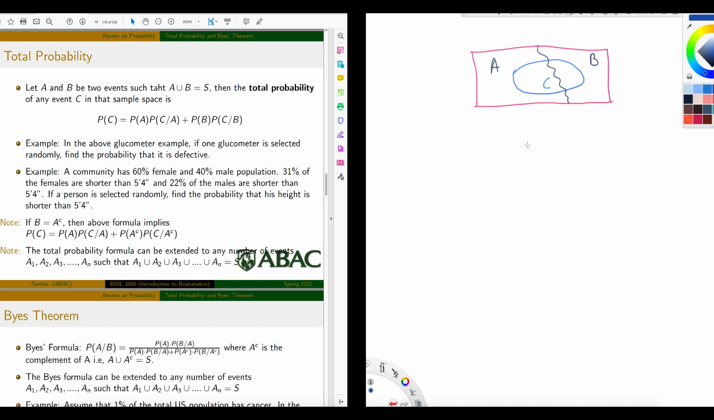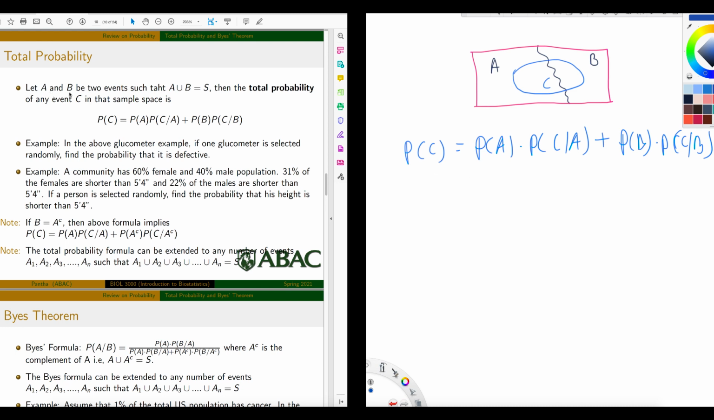Now, if you want to find out the probability of C, you will have to go to A and find the probability of the part of C in A, and also go to piece B and find the part of C in B. So the probability of C will be equal to probability of A times probability of C given A, plus probability of B times probability of C given B. That's what you do. This is called the total probability.